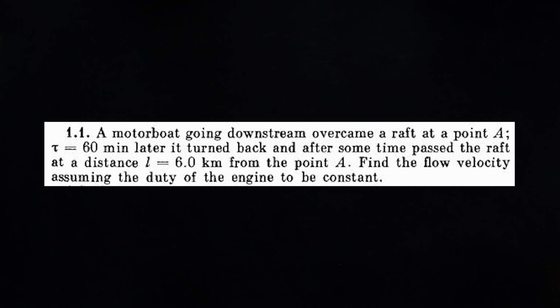Question number 1.1 on the board. A motorboat going downstream overcame a raft at a point A. Tau minutes later, it turned back and after some time passed the raft at a distance L from the point A. Find the flow velocity assuming the duty of the engine to be constant.